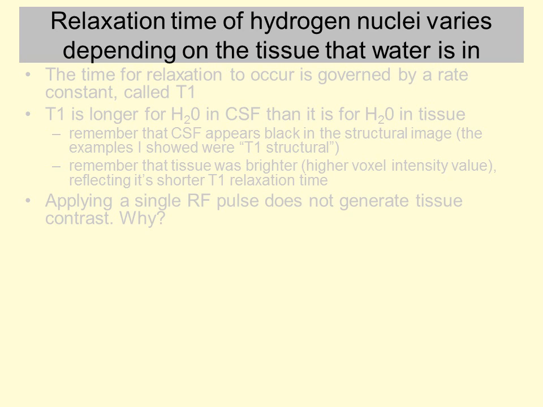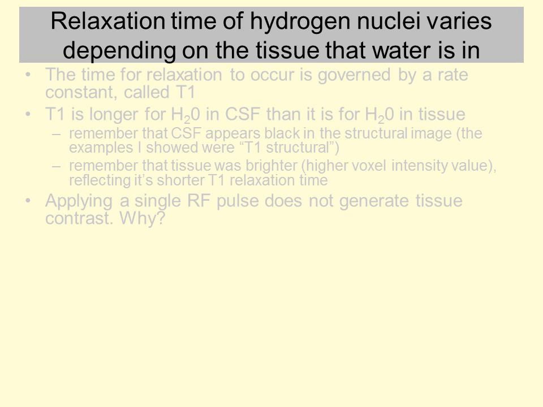Now, the time for full relaxation to occur, by which I mean that all the energy that was absorbed has been emitted again, is governed by a rate constant called T1, which varies between tissue types. T1 is a much longer time for the water in cerebrospinal fluid than it is for the water in tissue. And that's why in the end CSF appears black in the structural image, because there was very little T1 signal for it, whereas other tissues appear brighter.